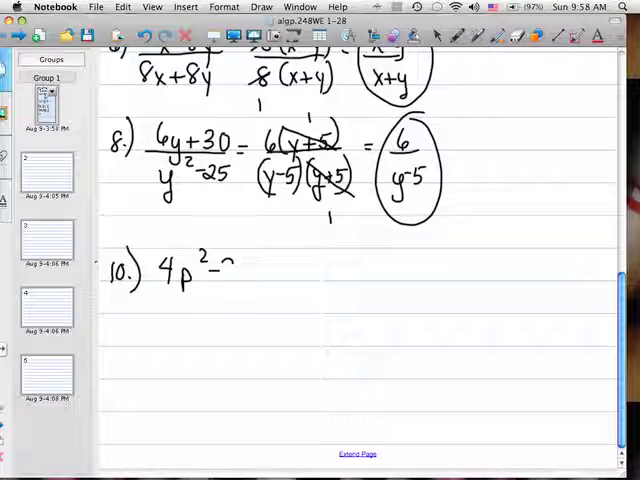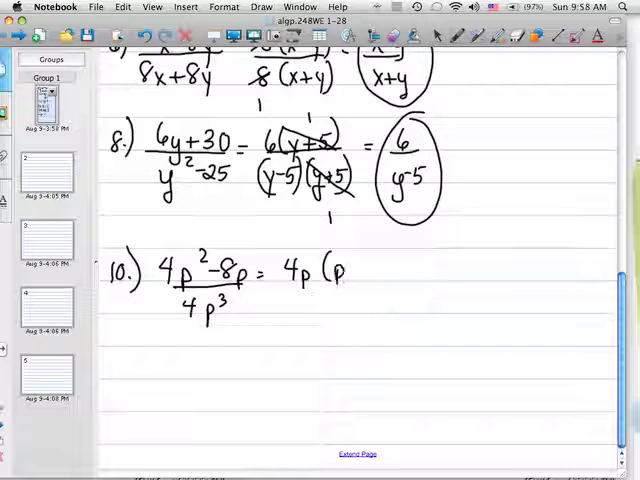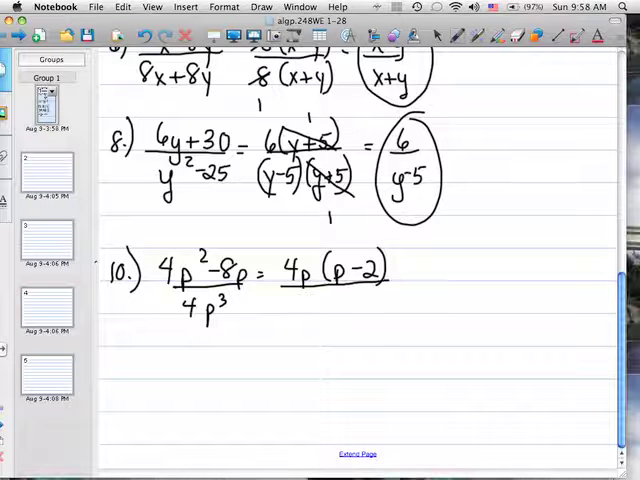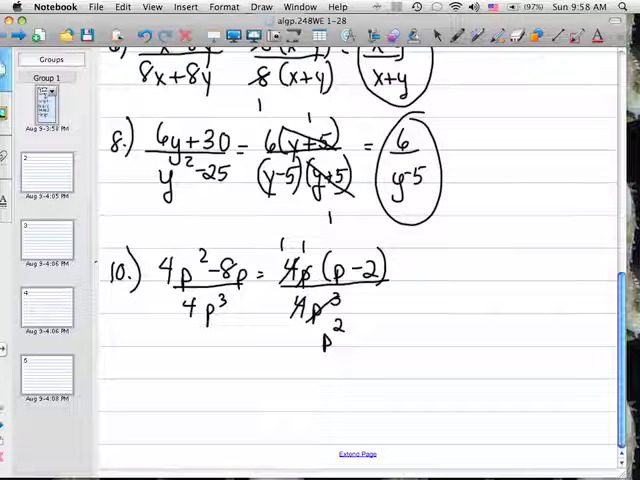4p squared minus 8p over 4p cubed. Okay, completely factor the numerator. You can take out a 4 and you can take out a p. So that leaves you p minus 2. On the bottom you have 4p cubed. So you can cancel the 4's. I can cancel out a p. And I can cancel out 1 here, leaving me p squared.